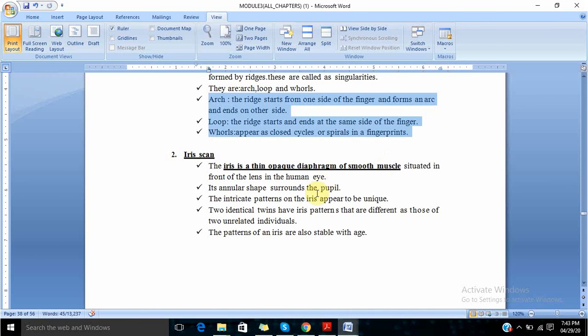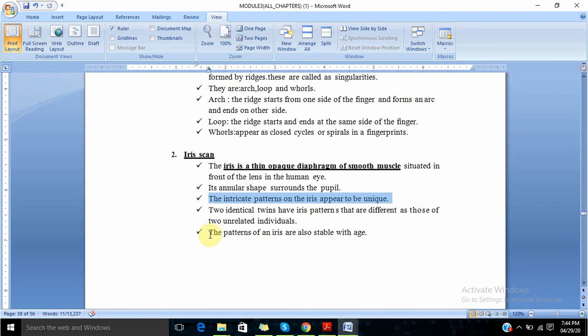Next one is the iris scan. So what is the iris? Iris is a thin opaque diaphragm layer of smooth muscle. It is situated in our eye, and its annular shape surrounds the pupil of the eye. The different patterns on the iris appear to be unique. Every one of us has unique patterns in our iris, and these machines will look for these patterns and scan them.